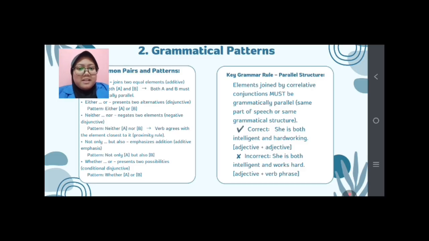Not only... but also signals additive emphasis. Pattern: not only A but also B. Whether... or presents two possibilities, conditional disjunctive. Pattern: whether A or B. Key grammar rule: parallel structure. Elements joined by correlative conjunctions must be grammatically parallel, the same part of speech, same grammatical structure. Correct: she is both intelligent and hardworking, adjective plus adjective. The incorrect one is: she is both intelligent and works hard, adjective plus verb phrase.